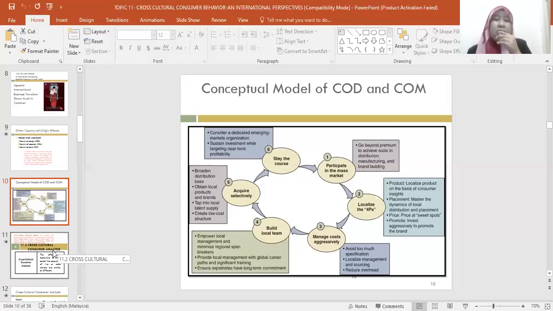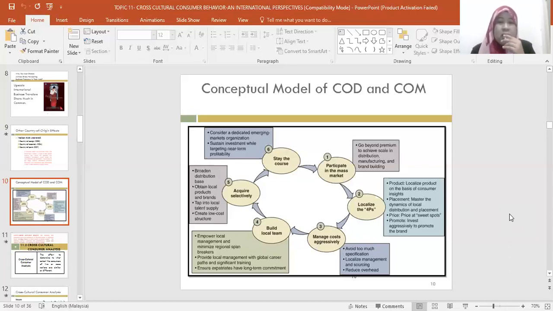And then number five, we have acquire selectively, broaden distribution base. Obtain the local products, of course, because local product and brand might relate again to what we call the cost, the cost of production. The more you maximize the products, the lower the cost. So economies of scale. That one is very important.